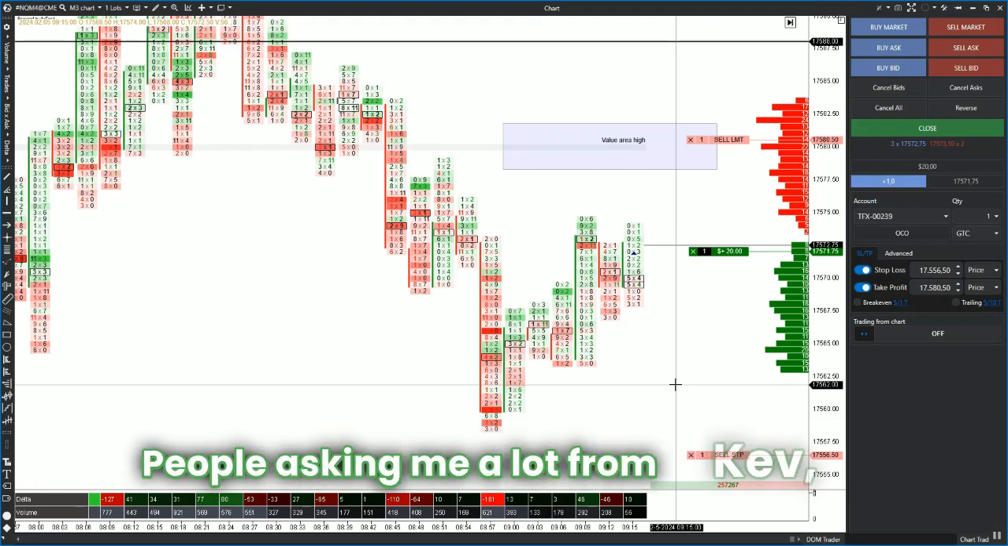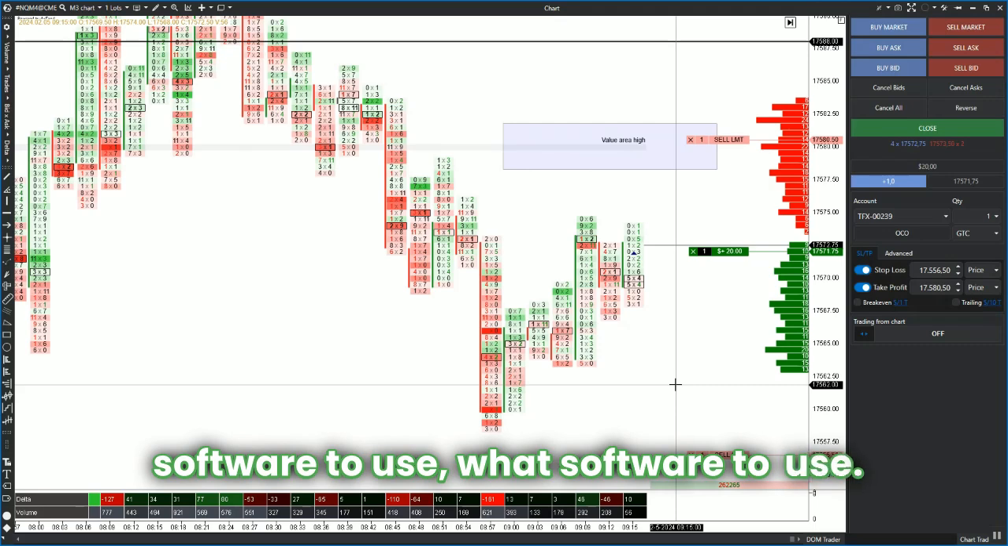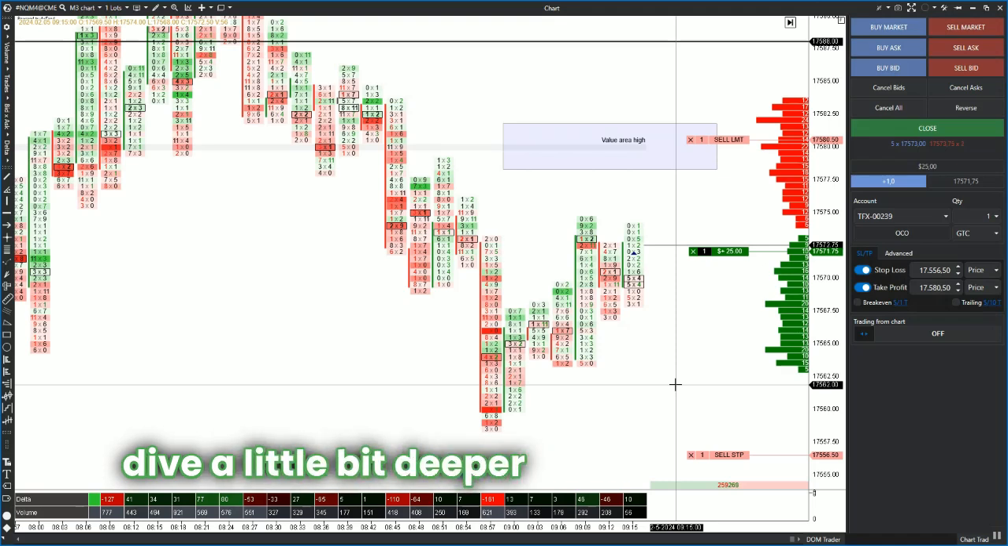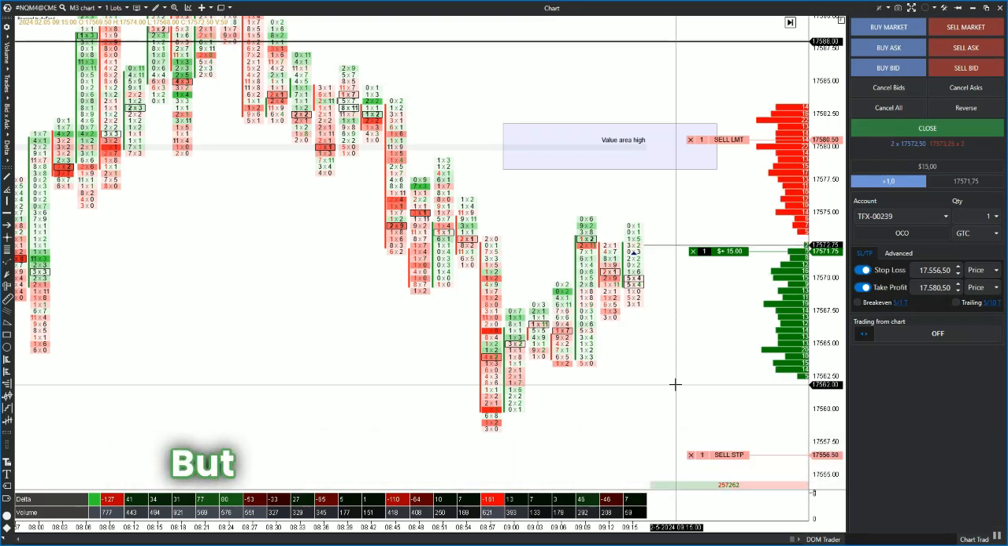People ask me a lot which software to use, what software to use. I'm going to do a couple of videos, and also dive a little bit deeper into the imbalance and the value levels pretty soon.